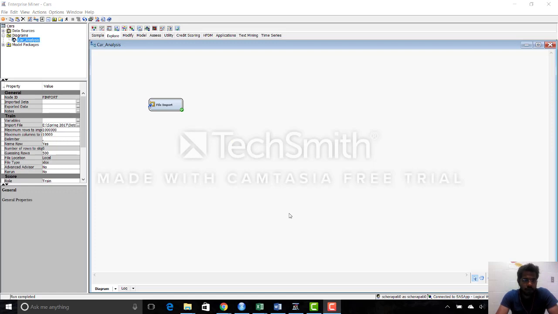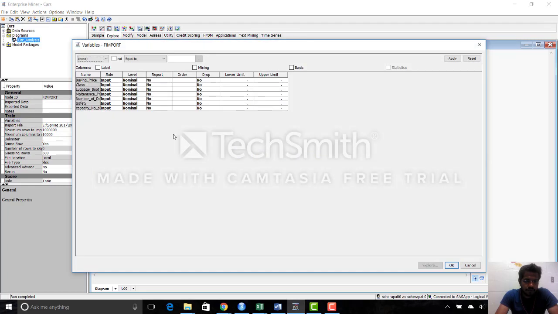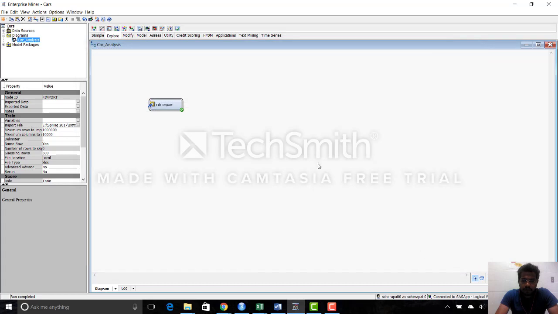Let me first explain about clustering and visualization. I've imported my data into SAS using file import. You can see my variables here under the variables tab. These are all the variables that have been imported. Now let me go into the Explore tab to select the clustering, drag the clustering over here, and make a connection.